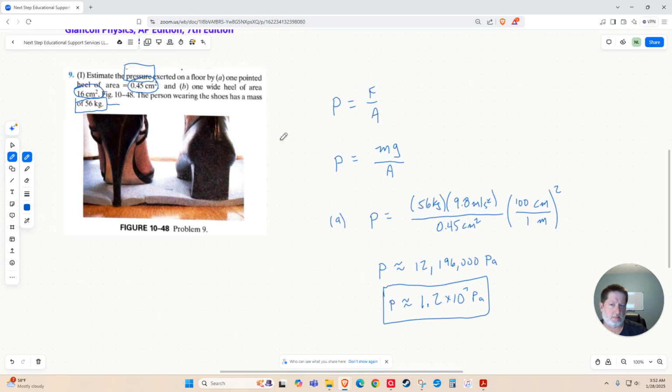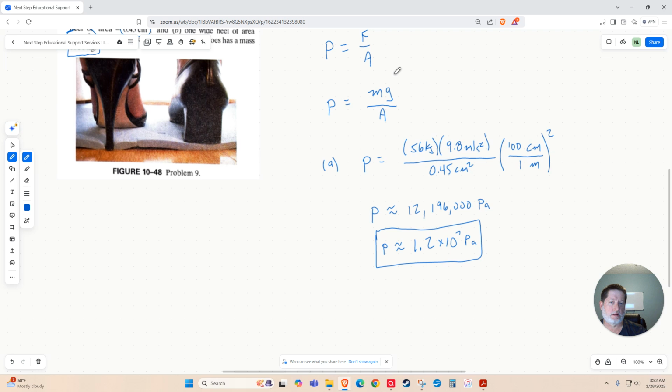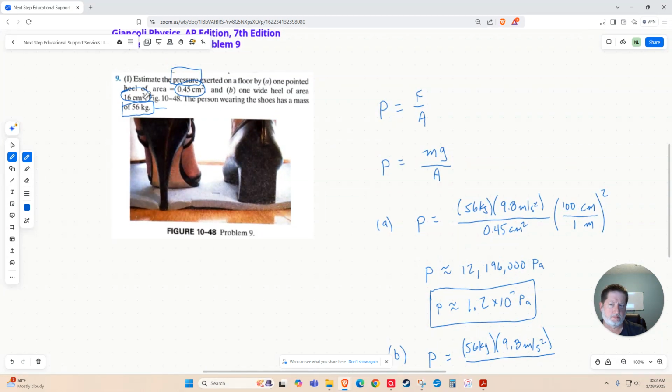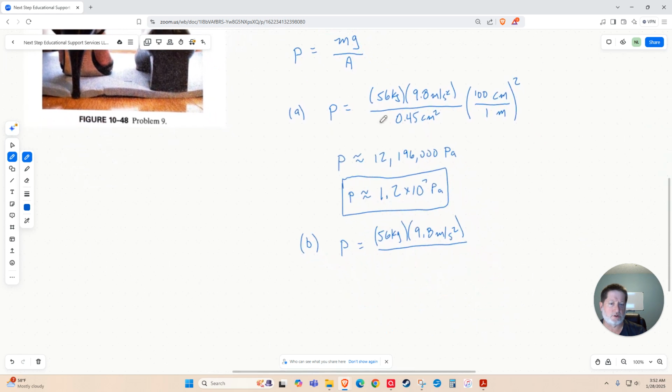Now for part B, it's the exact same question, but just a different area. So we're going to rewrite this problem. Exact same equation. Another reason to do all of your algebra first. You don't have to redo this problem now. You just use the same result, plugging in the new numbers. You still have a 56 kilogram mass. We're still on planet Earth as far as we know. And now we're going to divide by the area of the new shoe, which is 16 square centimeters.